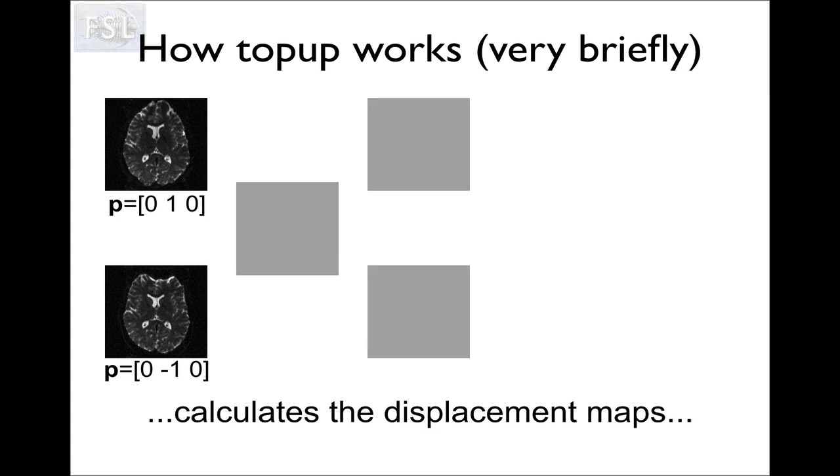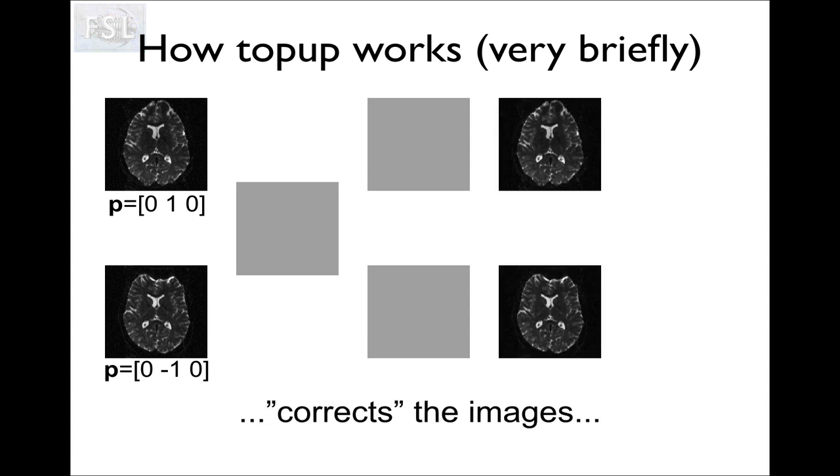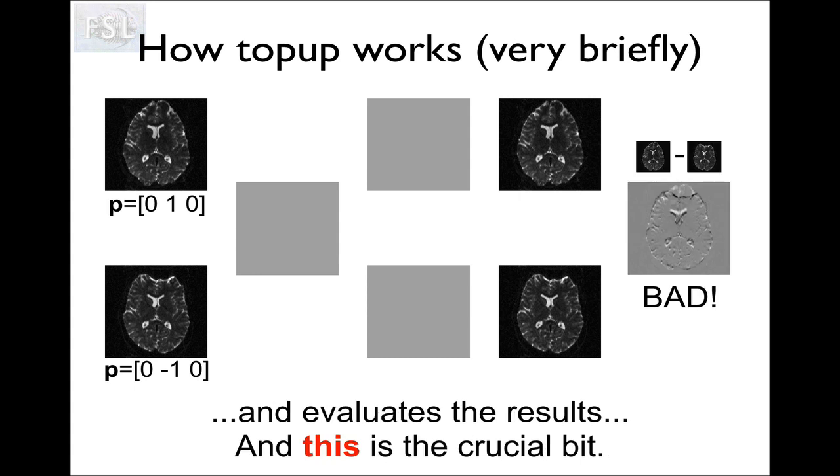From that, it calculates the displacement maps. They are also 0 everywhere. Then it uses those displacement maps to correct the images, which in this case means not doing anything to them at all. And then, importantly, it calculates the sum of squared differences between the two images. In this case, we're going to get a very large number. Based on that very large number and the way this difference image looks, it can then come up with a better guess for an off-resonance field.